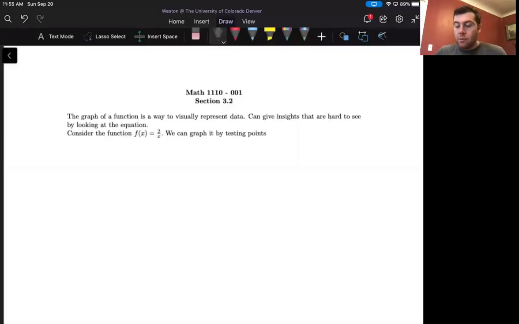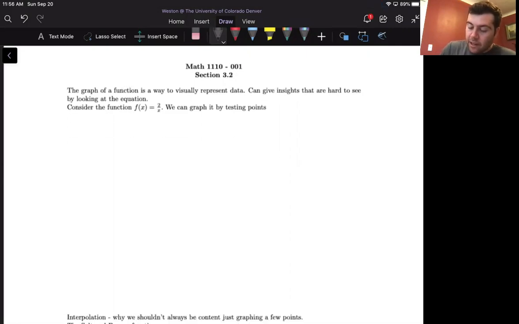Hey, so we're going to start section 3.2, and 3.2 is all about graphing functions. So we'll start with an example of graphing the function f of x equals 2 over x. A graph of this function is just like the graph of a curve, where we'll draw our xy axis, except now we keep the x-axis labeled x, but we no longer have a y in the equation, we have an f of x. So instead of a y-axis, we have an f of x axis.